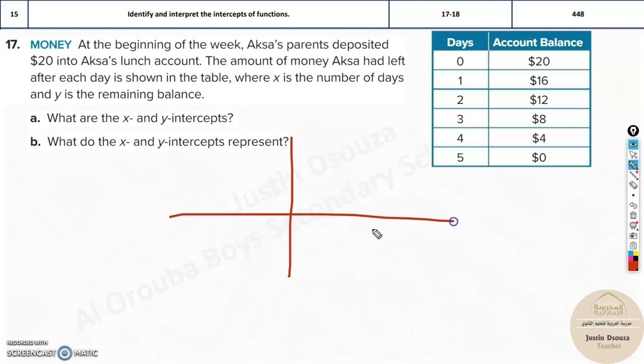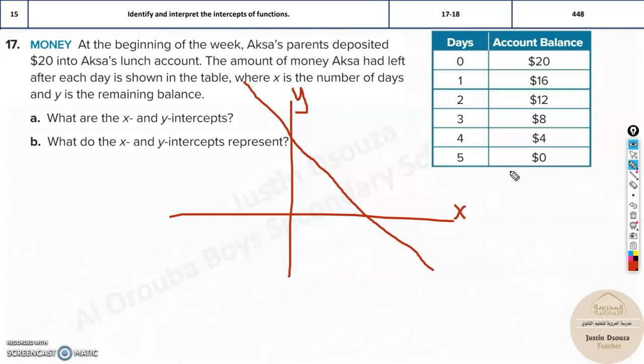First, let's draw a graph and understand. Now imagine this is reducing. You can see the money is reducing, so something like this. It was 20 and goes down to 0, so the graph is something like this. Okay, it just keeps on going. What can you understand from here? Take a minute and think what is the X intercept and Y intercept.